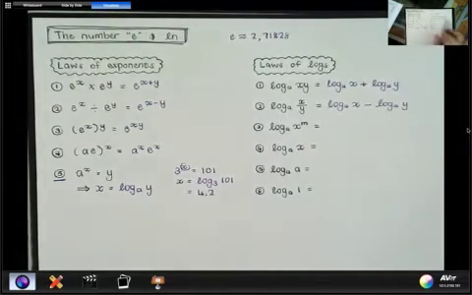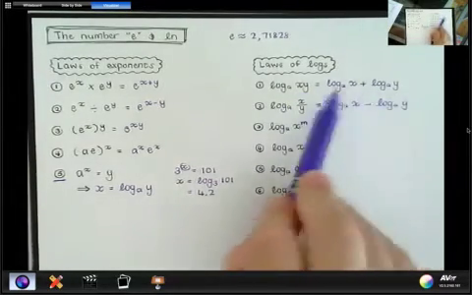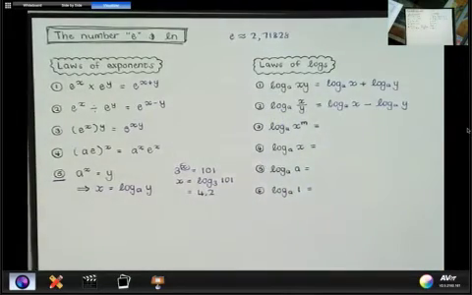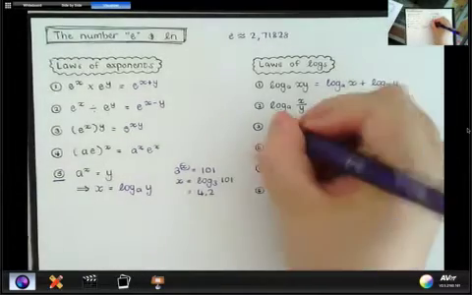Okay, so when we're multiplying them, we can split it up and then we can add them together. When we divide them, we can again split it up and minus. Right. Next up, this one is actually called the power rule.